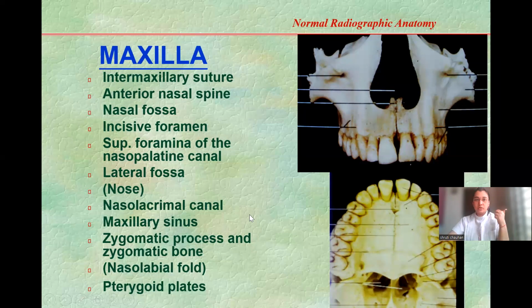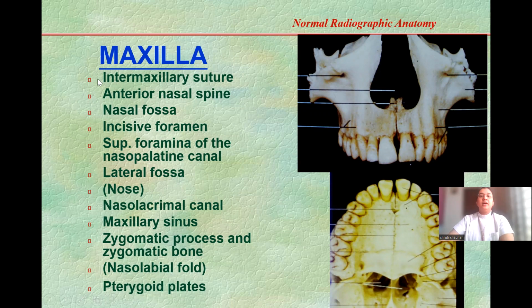What are we talking about? We'll see the intermaxillary suture, the anterior nasal spine, the nasal fossa, incisor foramen, superior foramina of the nasopalatine canal, the lateral fossa or the nose, nasolacrimal canal, maxillary sinus, zygomatic process and the zygomatic bone. Okay, these two are different. Please pay attention. The nasolabial fold and the pterygoid plates.